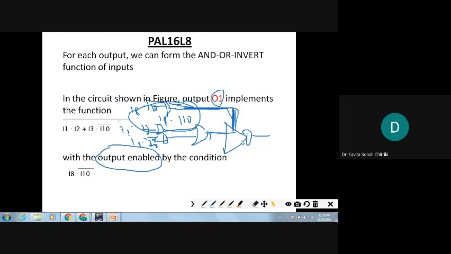And one more difference is what? The output is inverted and it is output enabled by the condition. It is a condition, so tri-state buffer type work happens here. So here, the output is enabled by the condition, I8 ANDed with I10 bar.